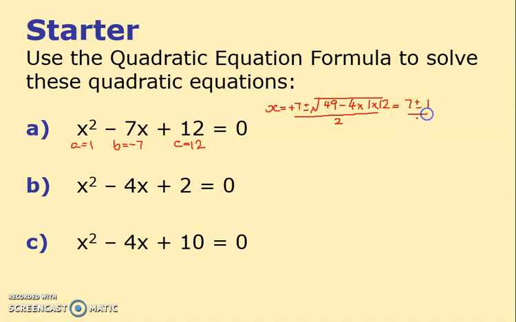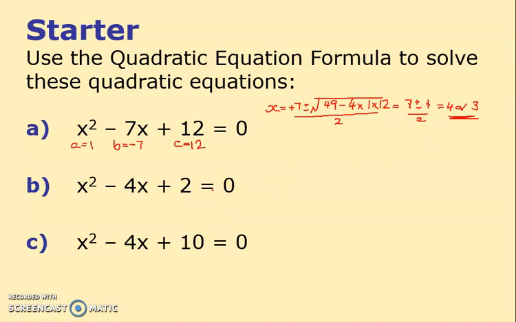It's 1 divided by 2. So it's either 7 plus 1, 8 divided by 2, which is 4, or it's 7 minus 1, which is 6 divided by 2, which is 3. I should warn you I've done the easy one. So you do the other two and I'll ask you to pause the video and then come back to me.